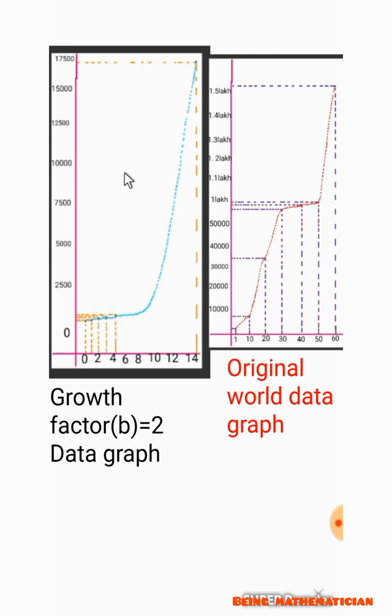Now let's compare the original world data graph with the growth factor 2 graph. It is clear that the COVID-19 graph is more dangerous than the graph of growth factor 2. According to China, the growth factor of COVID-19 is greater than 2 and less than 3. So, I think you have realized that in this situation, you have to maintain social distance at any cost to minimize the value of b. So, stay safe, stay at home, and save the world.